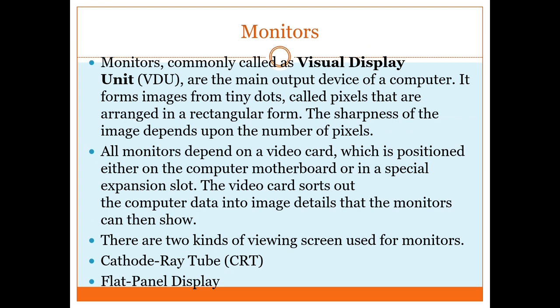All monitors depend on a video card, which is positioned either on the computer motherboard or in a special expansion slot. The video card sorts out the computer data into image details that the monitor can then show. There are two kinds of viewing screens used for monitors: cathode ray tube and flat panel display.